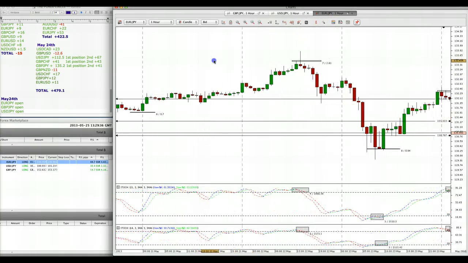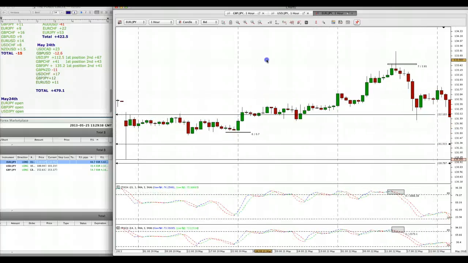Let's hunt for some more entries. Here we have the beginning of a new session, Asian. We had 2 red candles followed by a color change candle. And there's two ways to trade this. If you know your candlestick patterns, sometimes you'll see 3 or 4 reasons to take a trade.